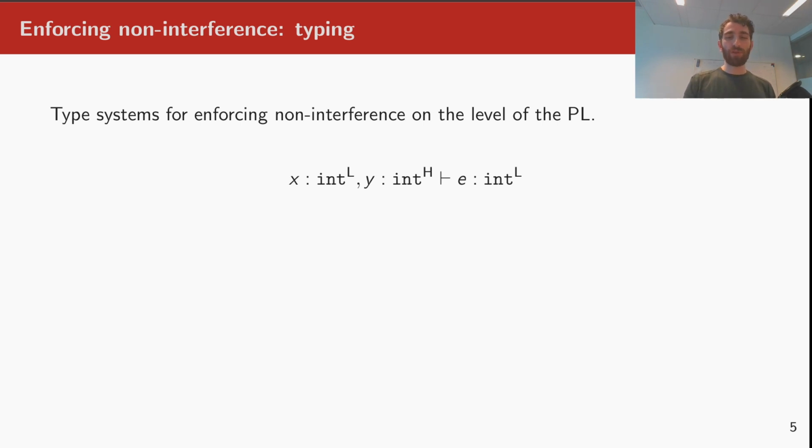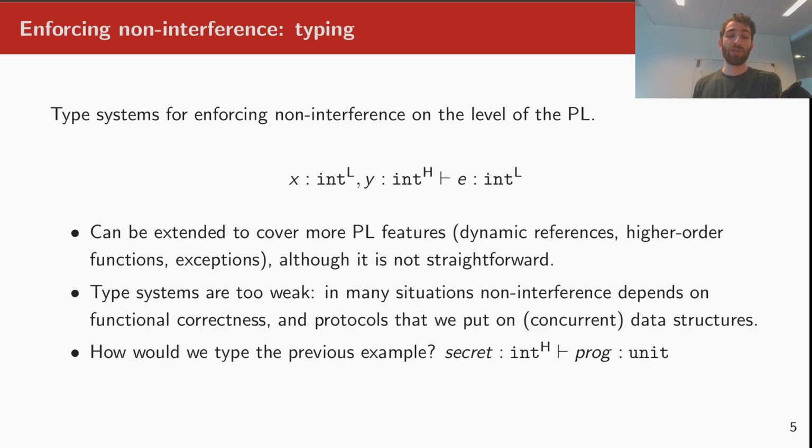Type systems are popular because they are fundamentally compositional in their nature and can be extended with various programming language features, although not always in the most obvious or straightforward way. On the other hand, type systems are too weak when it comes to programs where no interference depends on functional correctness properties and some protocols on data structures, as in the previous example. This in particular means that a conventional type system would not be strong enough to verify no interference of the previous example with the record R and two threads. That is, the typing judgment of this program is not going to be derivable.